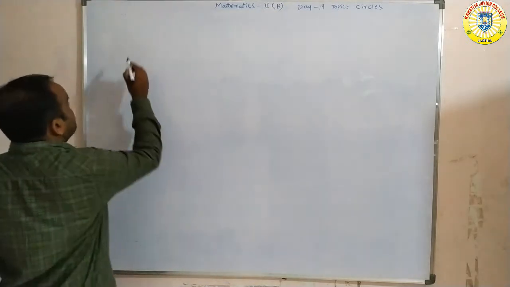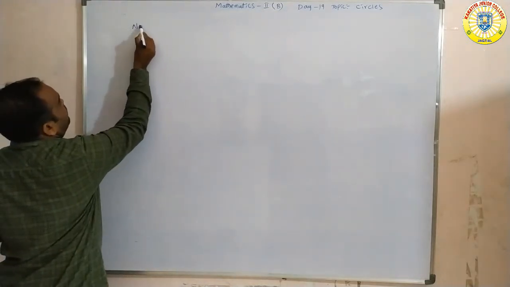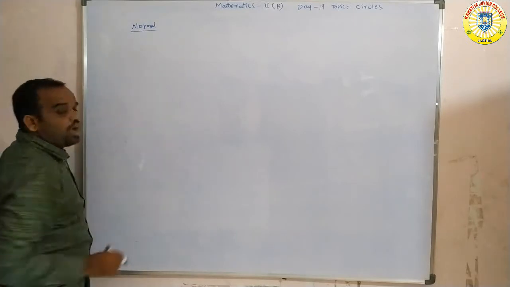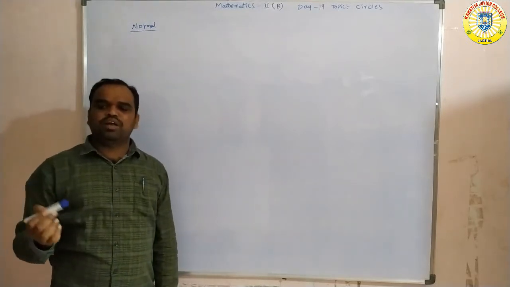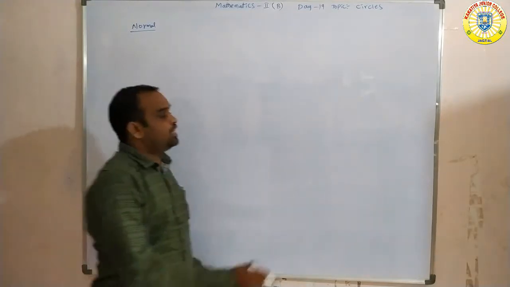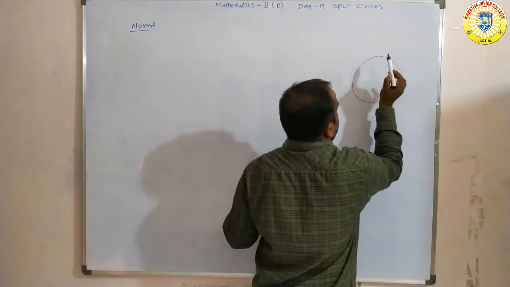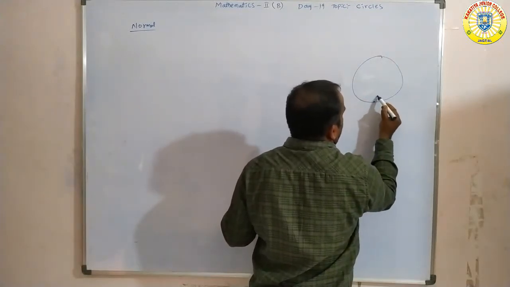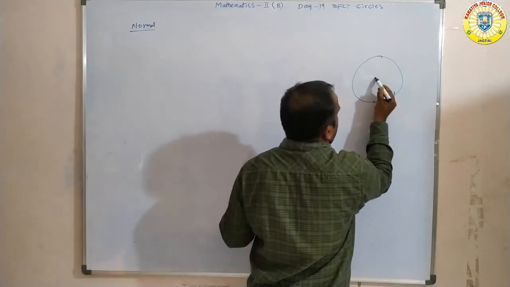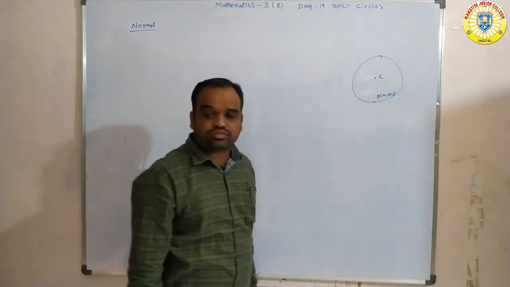See here, next one is normal. Next we are discussing normal. Normal means the normal at any point P of the circle. Suppose this is the circle. Here the point P is there. Let P of x1 comma y1 be the point. This is the center. Okay now?